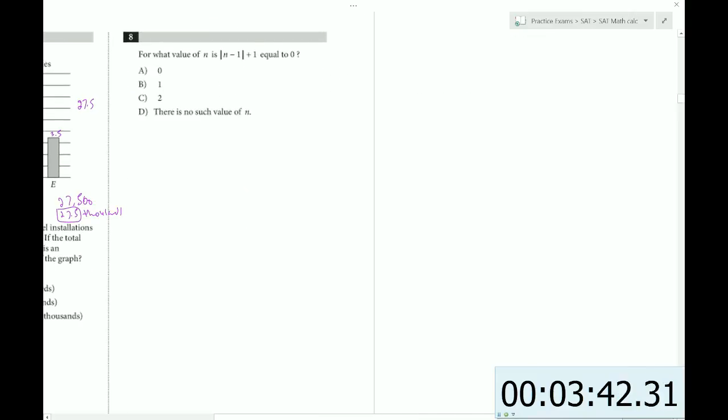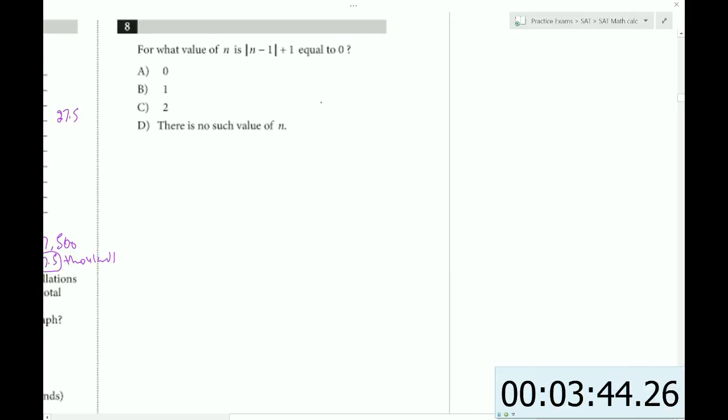For what value of n is the absolute value of n minus 1, plus 1, equal to 0? You could start out trying to solve this. You get the absolute value of n minus 1 is equal to negative 1. Generally we would t-chart here, and one path would be the regular thing without the bars, and the other path would be where we negate this side.